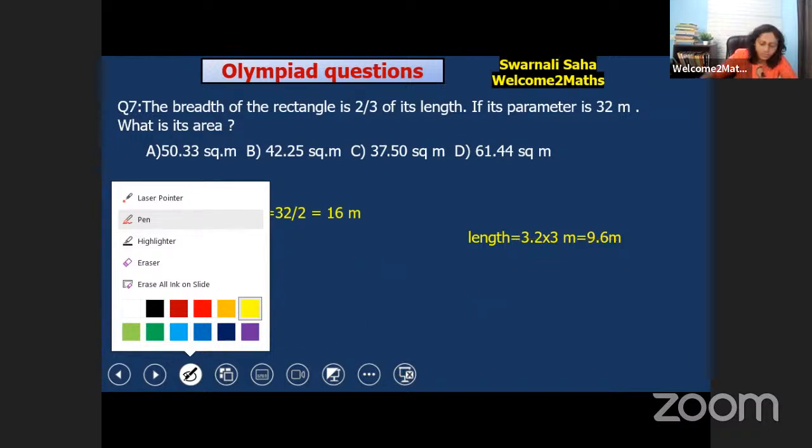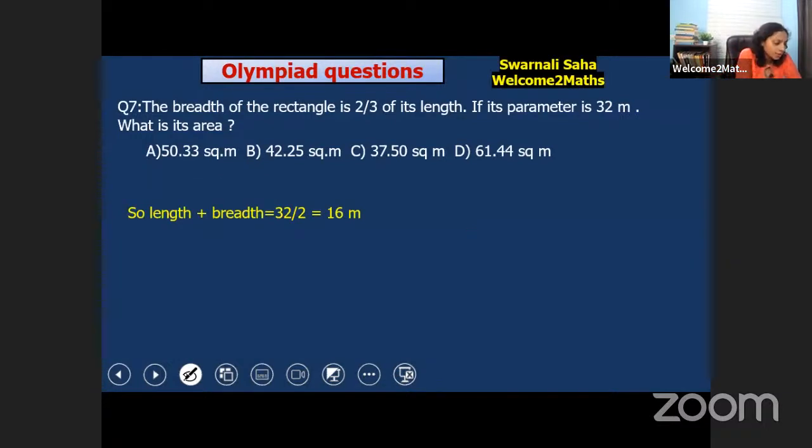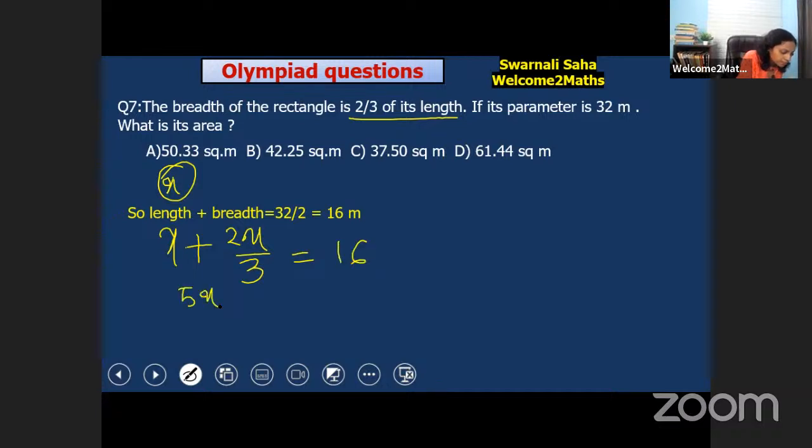Question number 7. You didn't understand. Okay, for you once again. Here you can see the breadth of a rectangle is 2/3 of its length. So let's see, if length is equal to x, then breadth would be 2x by 3. Fine. And we all know that 2 into length plus breadth is equal to 32. So length plus breadth is 32 by 2, so it's 16. Now it is 5x by 3 is equal to 16.